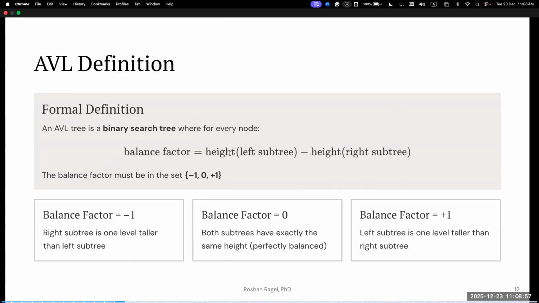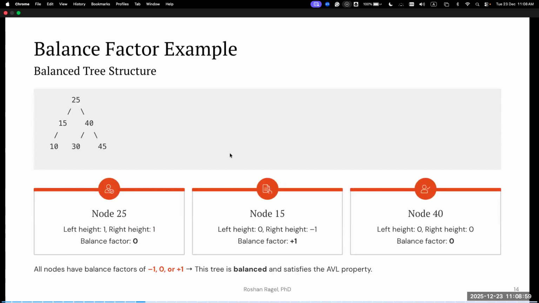So here, just to clarify for those who had doubts, double check, right? So node 25, when you say left height, we are talking about the height of this subtree, and then the height of this subtree, right? Height of this is 0, height of this is 1, right? So again, these individual ones are 0 and the height of this is 1, right?